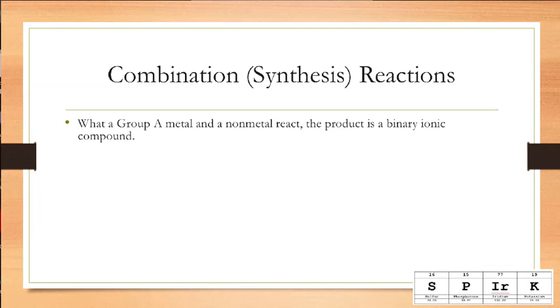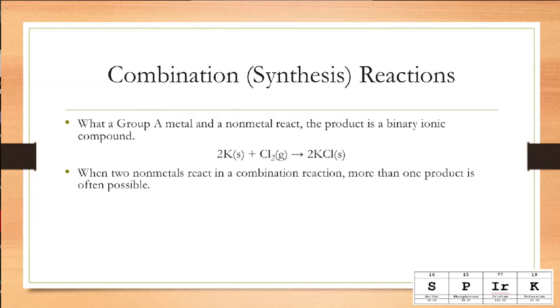When a group A metal and a nonmetal react, the product is a binary ionic compound. So when we have potassium reacting with chlorine, we get KCl, a binary ionic compound. When 2 nonmetals react in a combination reaction, more than one product is often possible. So we could have sulfur plus O2 yielding SO2.